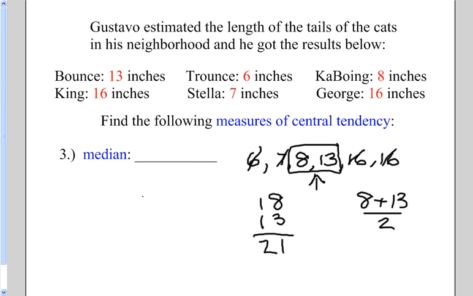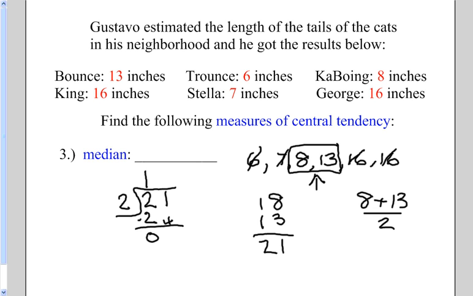So then we're going to take 21 and we're going to divide it by 2, because we have 2 numbers there. And we're going to divide the total of those 2 numbers added together by 2. How many times does 2 go into 2? Goes in 1 time. 1 times 2 is 2. Subtract that, and we have 0.